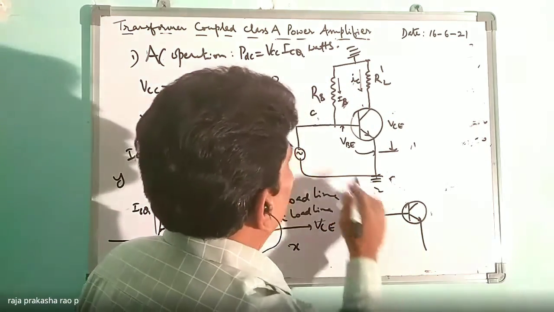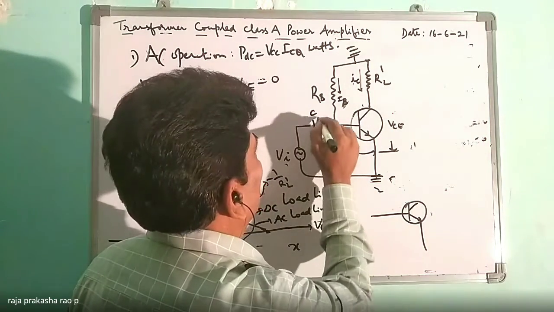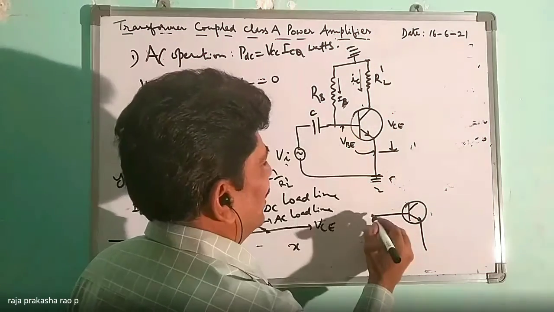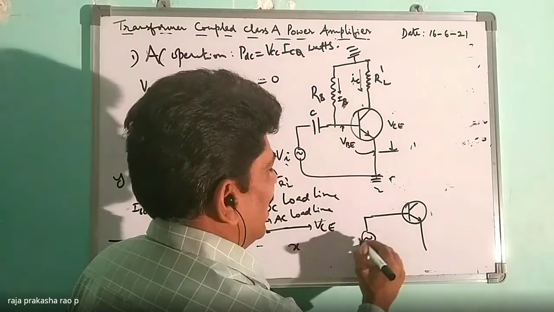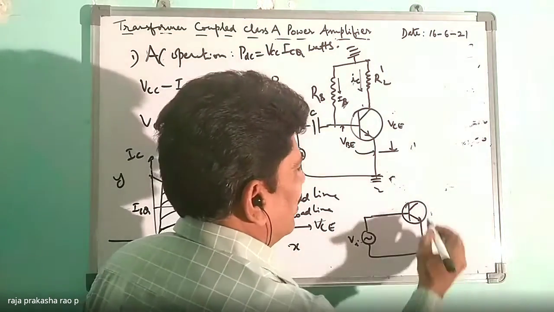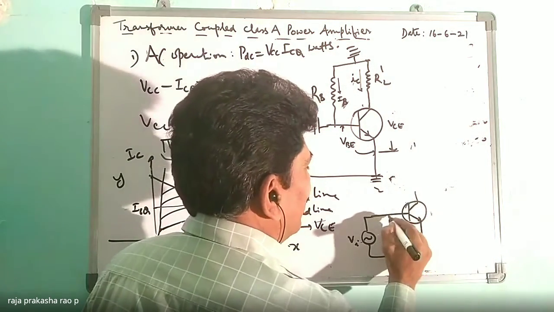In AC analysis, this is replaced by short circuit, right? Vi. Here RB comes.